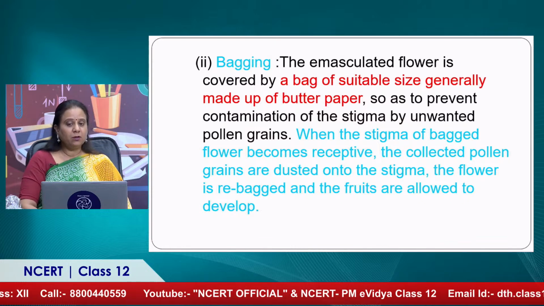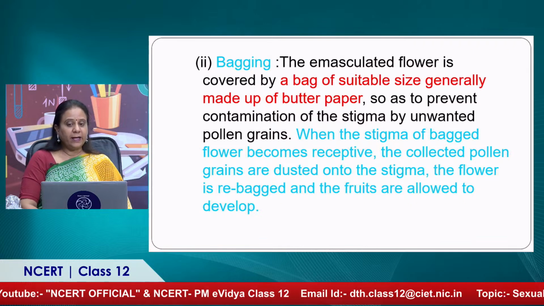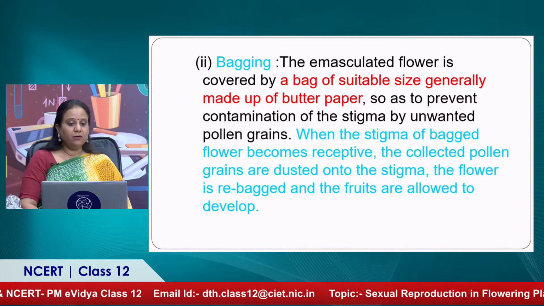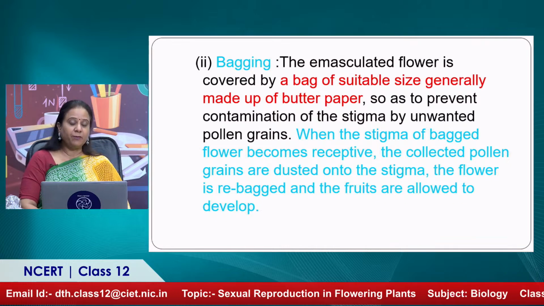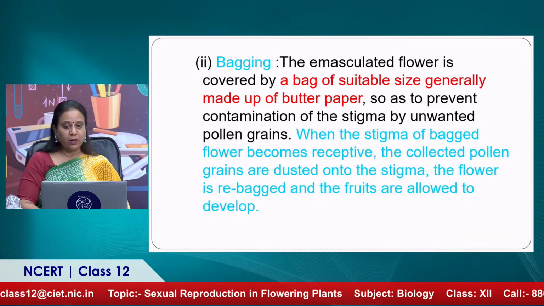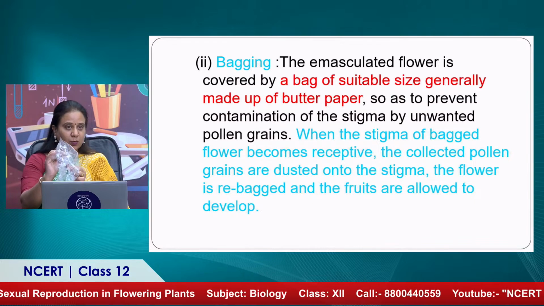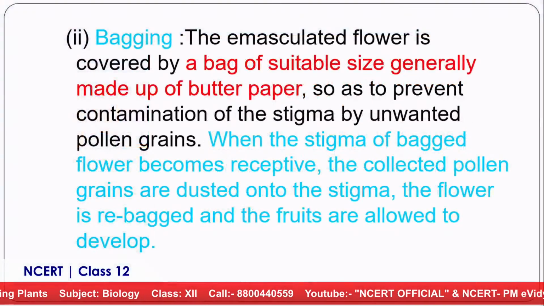When the stigma of the bagged flower becomes receptive, the collected pollen grains are dusted onto the stigma, the flower is rebagged and the fruits are allowed to develop. We can develop the flowers, we can develop the fruits as well. So bagging was done twice. Once after emasculation bagging was done, then dusting of the desired pollen grain was done, then rebagging, and here tagging was done. Right.